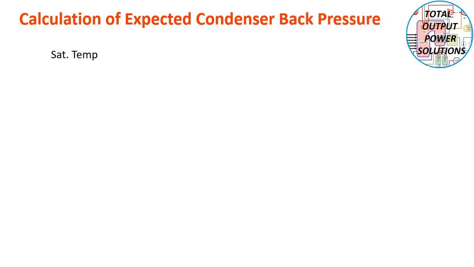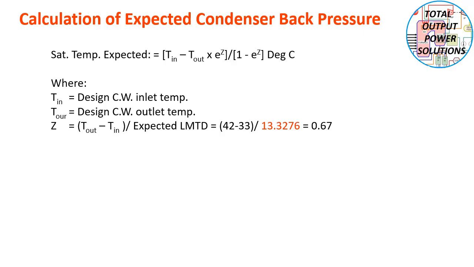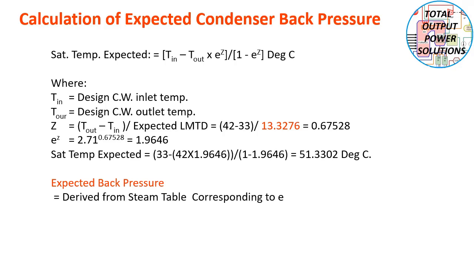First of all, we calculate the expected condenser back pressure. So we calculate the saturation temperature expected. It is given by the formula there. Here E raised to Z is calculated first, where E raised to Z is 2.71 raised to Z. Z is a constant, and that constant has been calculated as 0.67528.